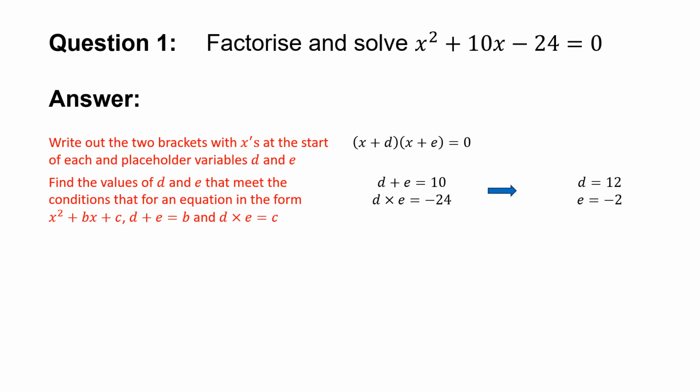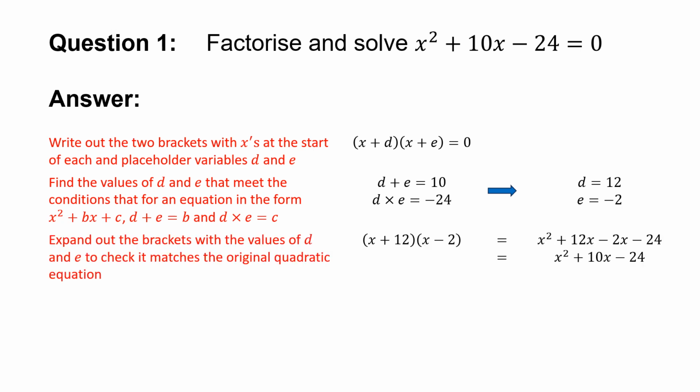Now I should say it doesn't matter which way round you do this. You can have the d term as minus 2 and the e term as 12. It doesn't matter. It's just the way I've chosen to write out these brackets. But if you put that e is equal to 12 and d is equal to minus 2, that's fine. It's still going to work out exactly the same.